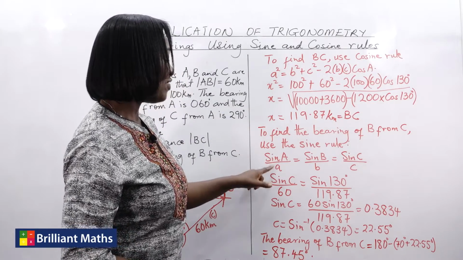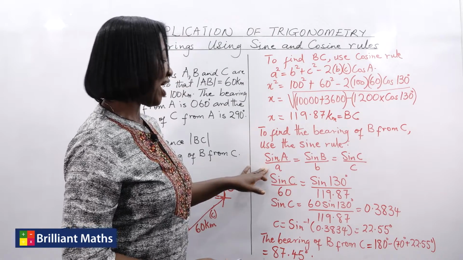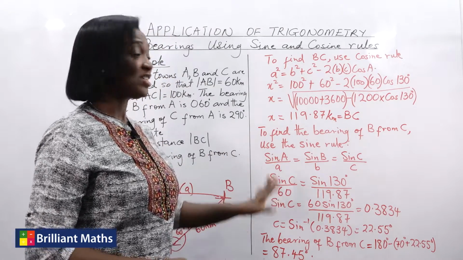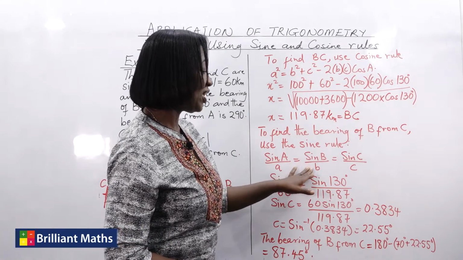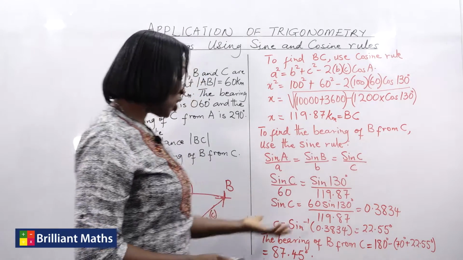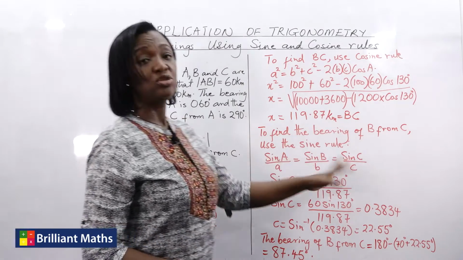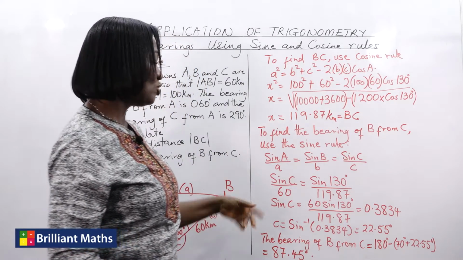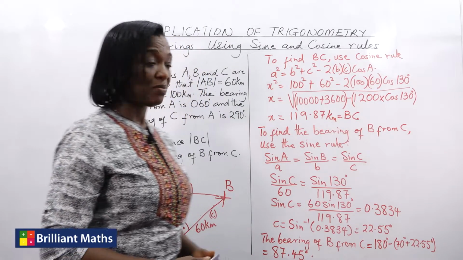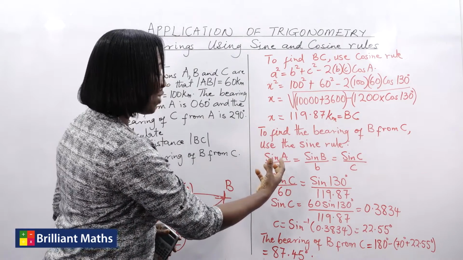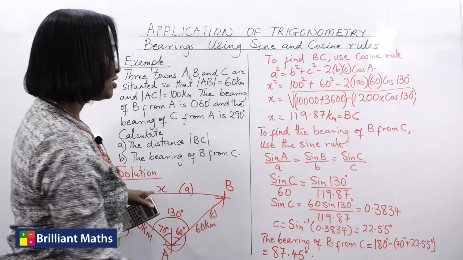So sine A over A, the ratio is the same if you use the angle over the line or the line over the angle, as long as you are consistent. So I'm using sine A over A is equal to sine B over B, and that's equal to sine C over C, because I am finding an angle, sine C, so that's on top. I don't need to divide. But you can also use A over sine A is equal to B over sine B, and that's equal to C over sine C.